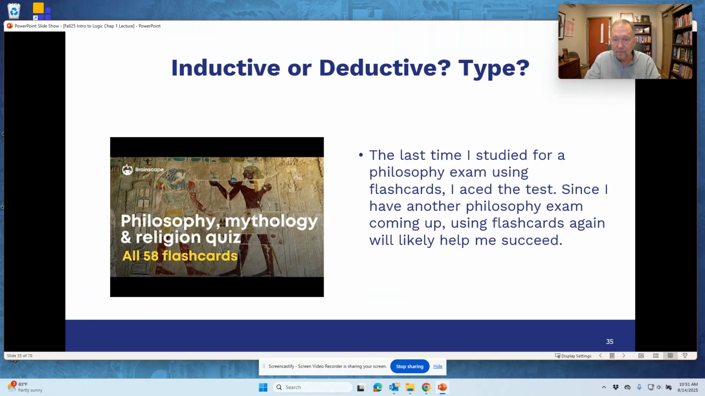Last time I studied for my philosophy exam using flashcards, I aced the test. Since I have another philosophy exam coming up, using flashcards again will help me succeed. Deductive or inductive? Well, it is true that he did that. However, what's this word here? Likely, right? These types of words, look for these. You know that you've got an inductive argument. And it's inductive by analogy. He's comparing this upcoming time to being like this time.